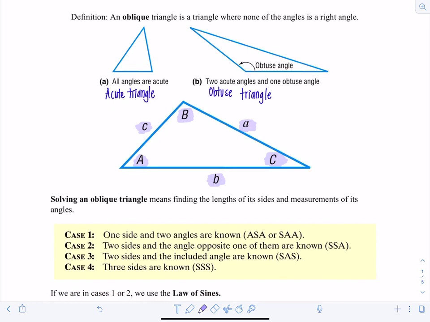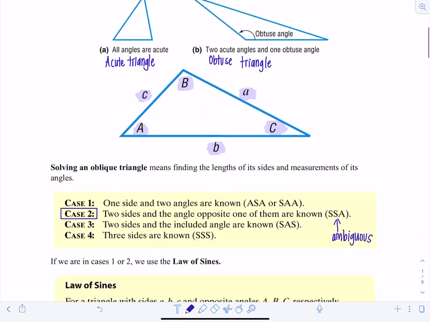Case 2 is when you have 2 sides and the angle opposite one of them is known. This is the ambiguous case. It's ambiguous because in case 2, you have 3 possible scenarios. Either you have one triangle, 2 possible triangles, or no triangle at all. And we'll explain how to figure that out in a minute.